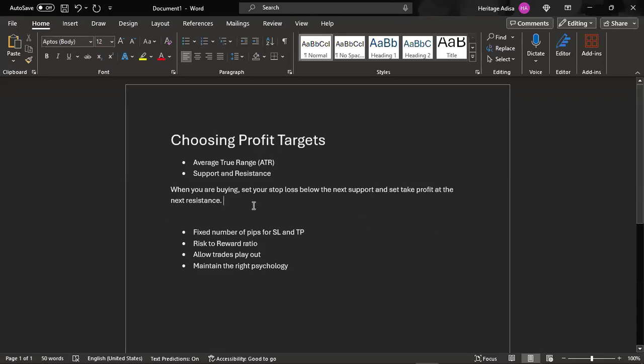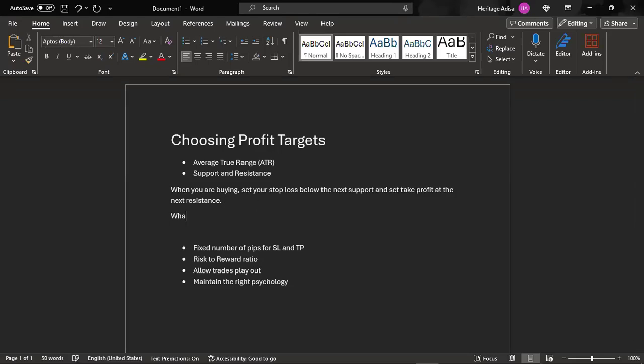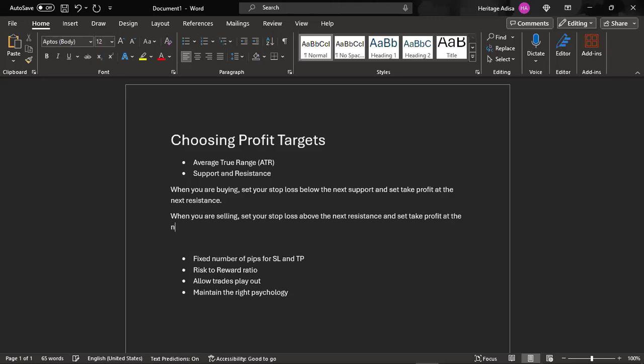That's just me. Then on the next level, we say when you're selling, just so that you have that statement, when you're selling, set stop loss above the next resistance and set take profit at the next support. There you go.